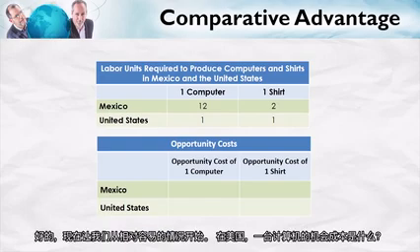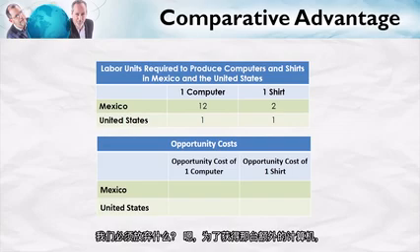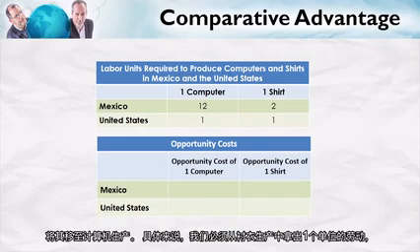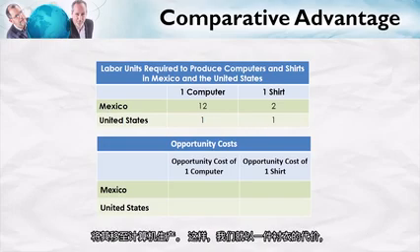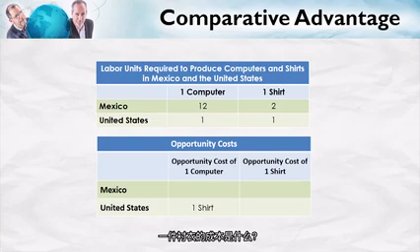Now, let's begin with an easy case. What's the opportunity cost of one computer in the United States? In other words, to produce an additional computer in the United States, what would we have to give up? Well, in order to get that additional computer, we'd have to take labor from shirt production and move it into computer production. In particular, we'd have to take 1 unit of labor from shirt production and move it into computer production. That would get us 1 more computer at the cost of 1 shirt. So the opportunity cost of 1 computer in the United States is 1 shirt.